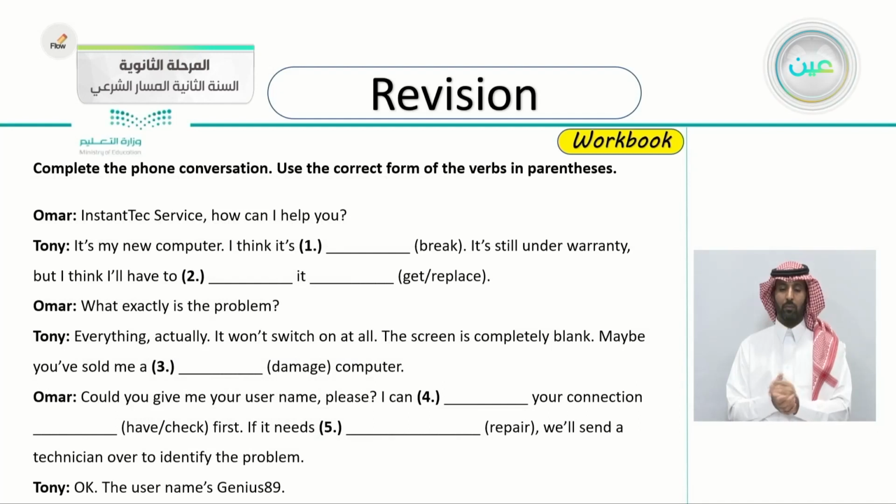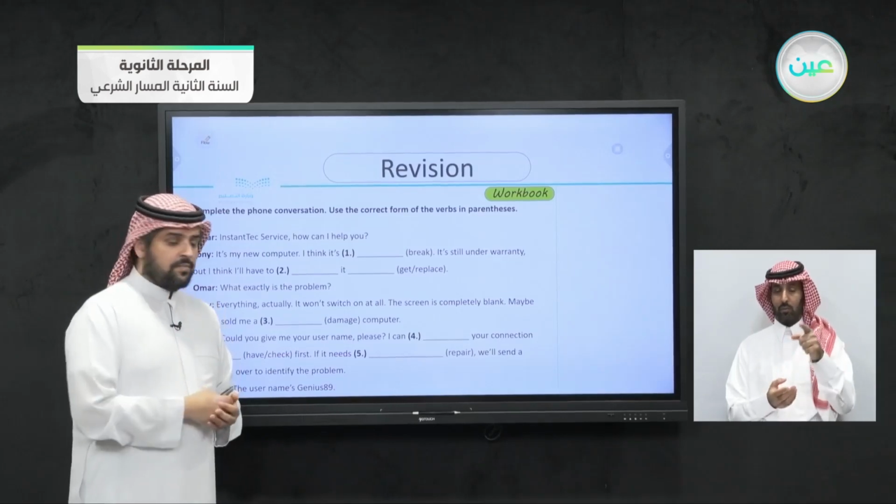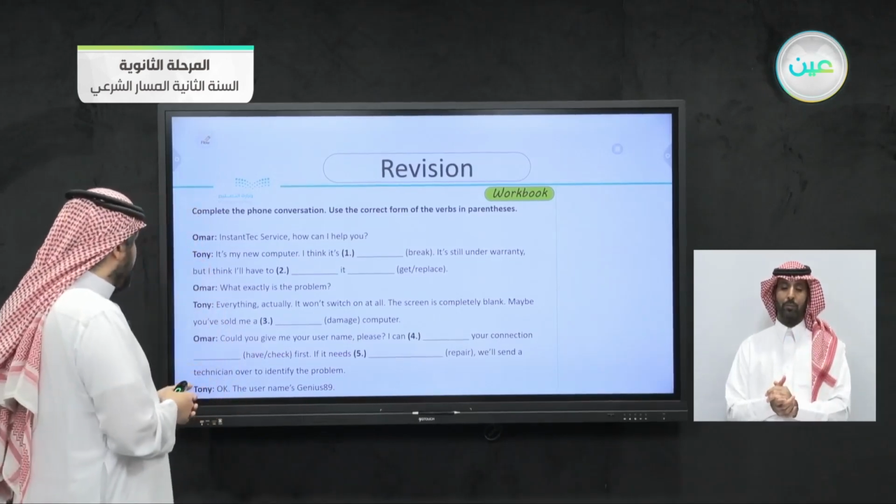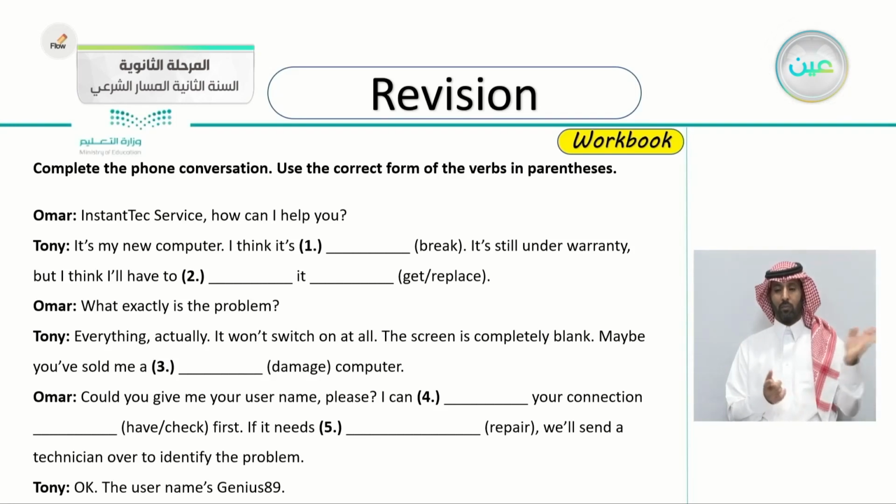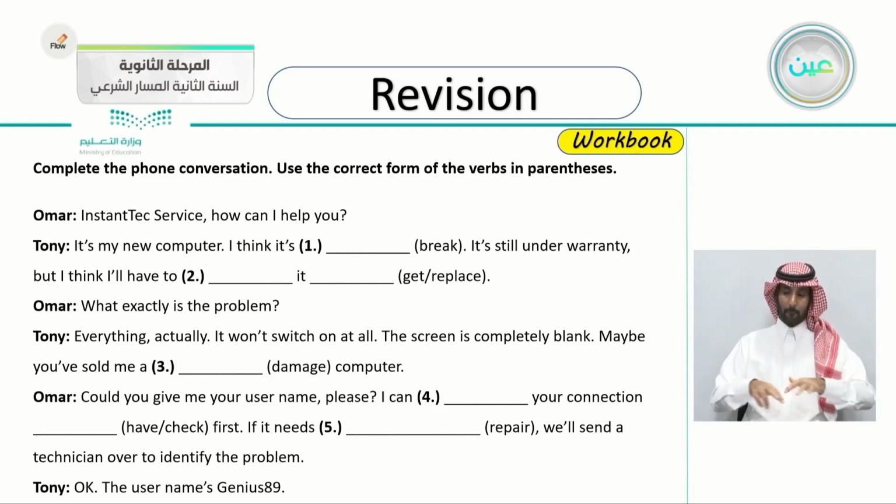Here's another exercise. Complete the phone conversation. Use the correct form of the verbs in parentheses. Again, I'm going to answer some of these, and I want you to continue answering them yourselves. Umar and Tony. Umar, Instant Tech Service. How can I help you? Of course, this is a phone conversation. It's my new computer. I think it's break.